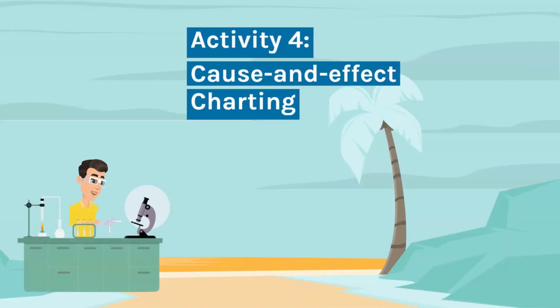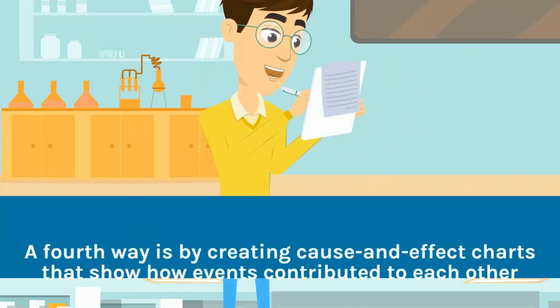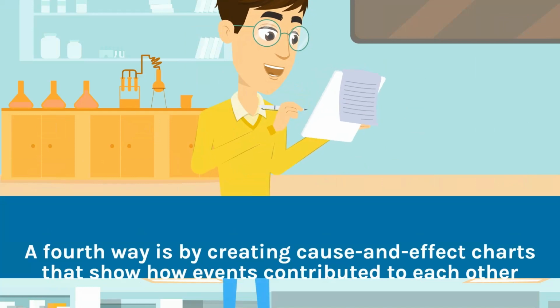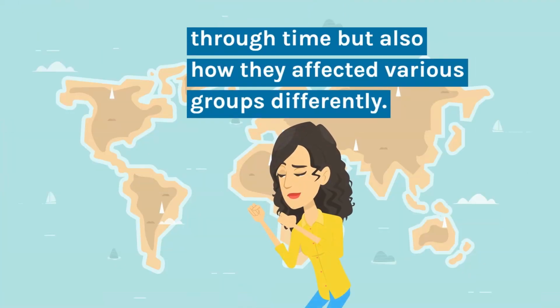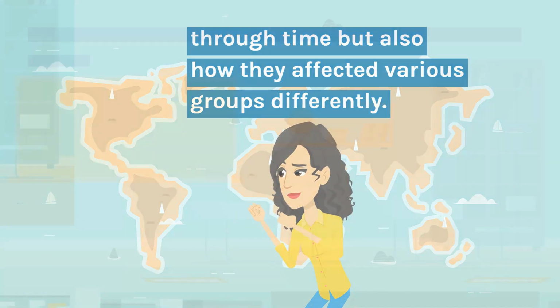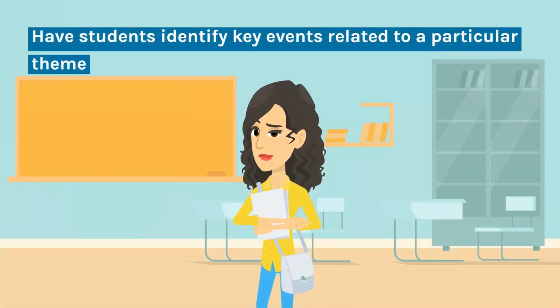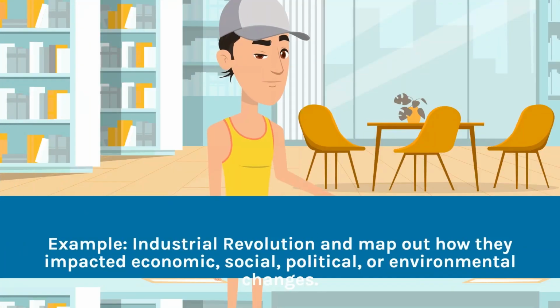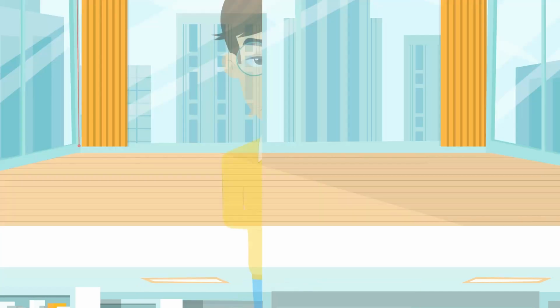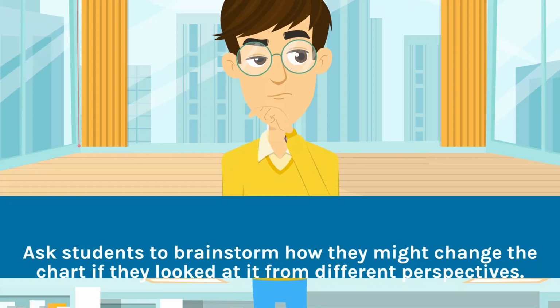Activity 4. Cause and effect charting. A fourth way is by creating cause and effect charts that show how events contributed to each other through time, but also how they affected various groups differently. Have students identify key events related to a particular theme, for example, the Industrial Revolution, and map out how they impacted economic, social, political, or environmental changes. Ask students to brainstorm how they might change the chart if they looked at it from different perspectives.